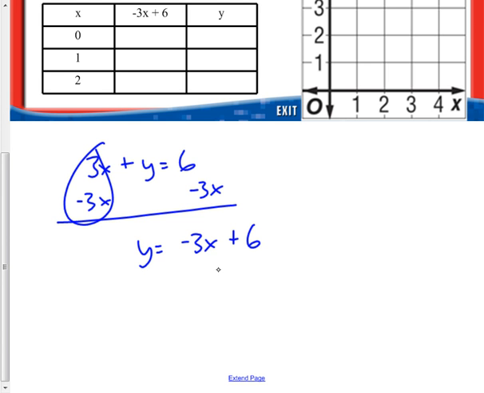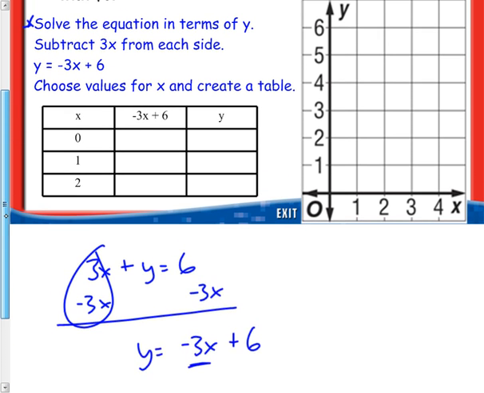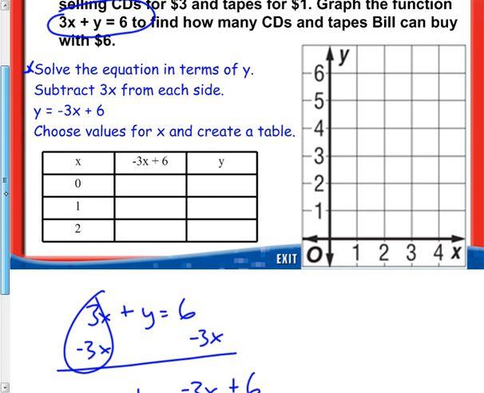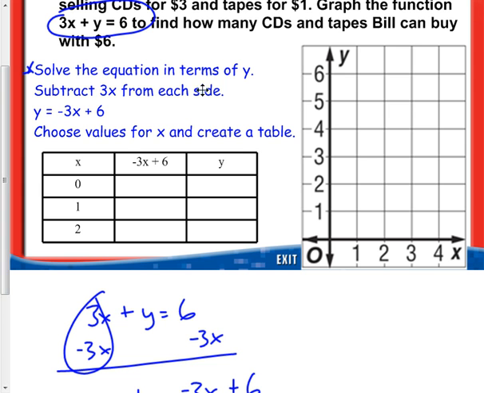Now what does that tell us already? This is our coefficient, and our coefficient is also our common difference, remember, from sequences. Look at it, it's a negative 3. That means our sequence is going to be going down by 3 for each term. So that gives some clues and hints there. So we subtract 3x from each side, so y equals negative 3x plus 6.